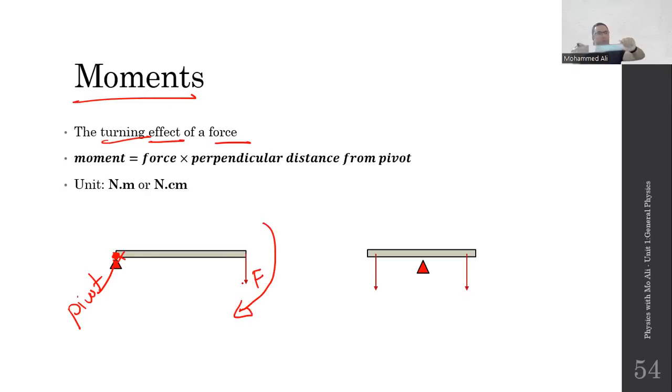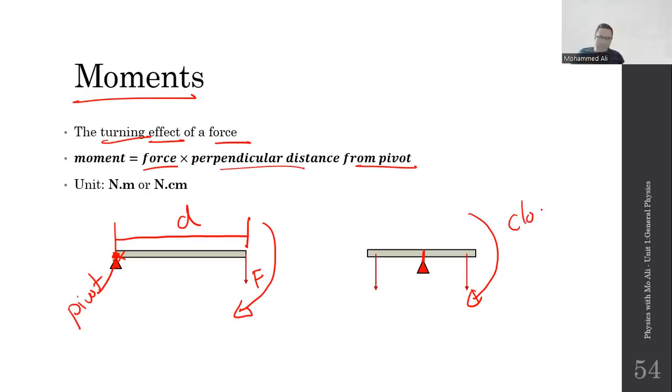Take this ruler, I'll hold it from this end. If I apply a force on the other end, it will rotate or turn. That rotation, or the strength of that rotation, is called a moment. You calculate it by multiplying the force and the perpendicular distance from the pivot. So force times this distance over here. There are 2 directions when it comes to moments because a moment is a vector. If it rotates this way, we call it clockwise. If it rotates the other way, we call it anti-clockwise.